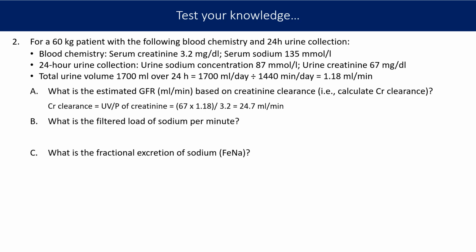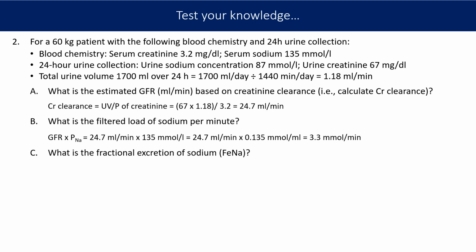B. What is the filtered load of sodium per minute? The filtered load of a solute is the glomerular filtration rate, or GFR, times its concentration in the plasma. Plugging in the numbers, we have GFR of 24.7 ml per minute above, times plasma sodium concentration of 135 millimoles per liter. This turns out to be 3.3 millimole per minute. Note, we have to convert the unit of plasma sodium concentration of millimole per liter to millimole per ml to be consistent with the units of GFR expressed as ml per minute.